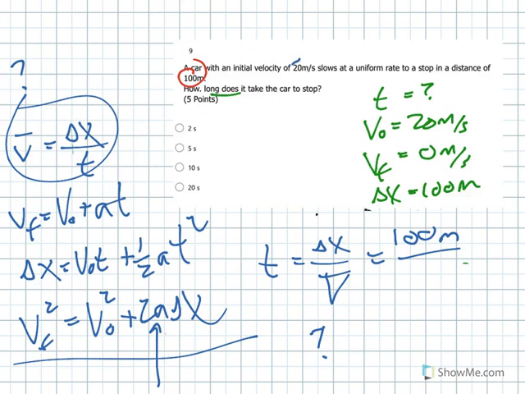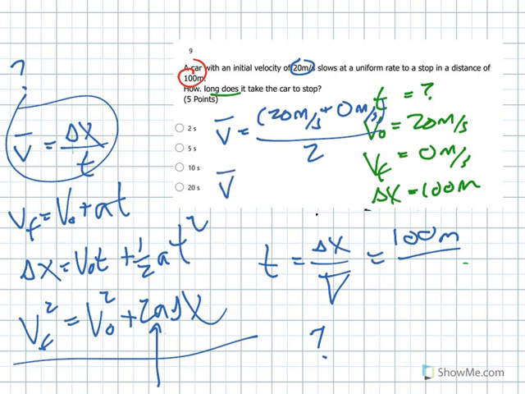The initial velocity is 20, plus the final velocity, which is 0, and you divide it by 2. That's how you find the average of 2 numbers: you add them and divide by 2. So that gives me a V average of 10 meters per second.